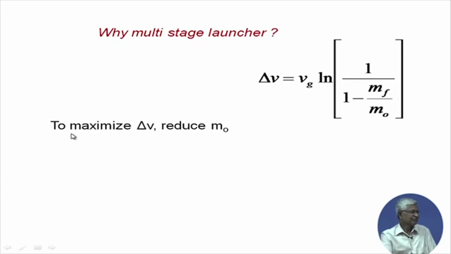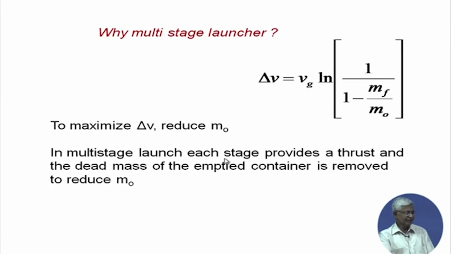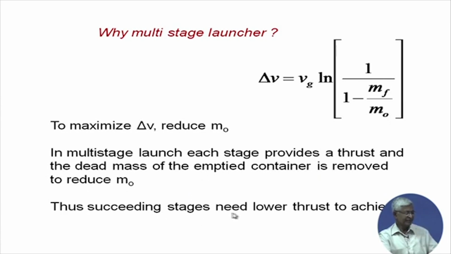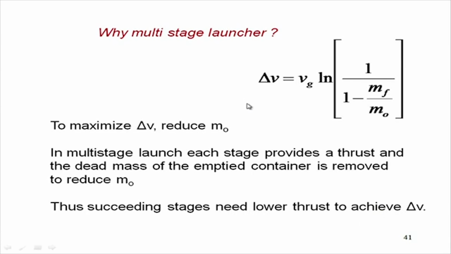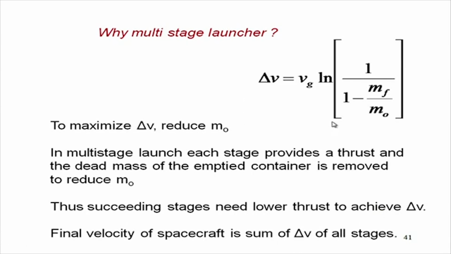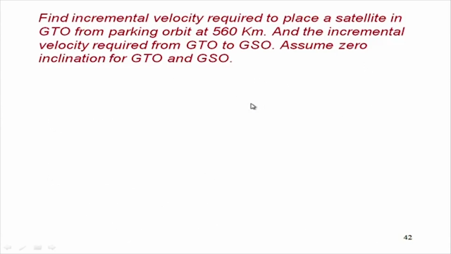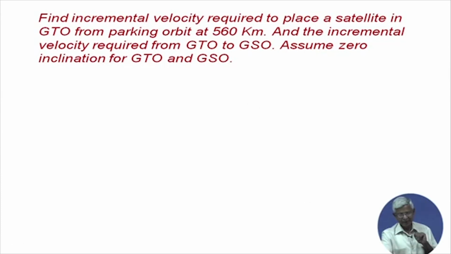That is the trick. To maximize the delta v, we reduce m0. In multi-stage launch, each stage provides a thrust, and the dead mass of the emptied container is removed to reduce m0. Thus, succeeding stages need lower thrust to achieve delta v. And the final velocity is the sum of all the stages' delta v. This is the multi-stage. Now let us go back. That is just additional knowledge we gathered.